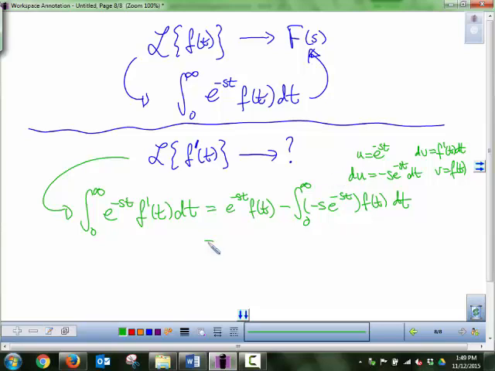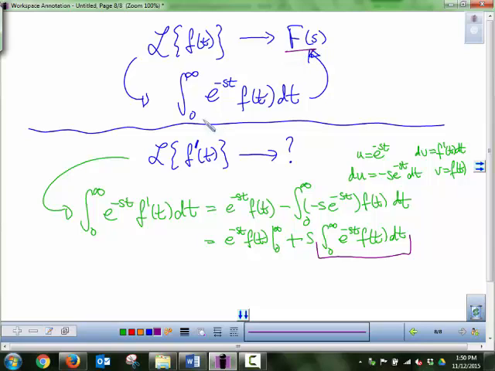All right, now I want to take this e to the negative st f of t from 0 to infinity. We'll deal with that in a minute. But now on this one, I could take out any constants that I have, because integration is linear. I have a negative s to take out. That would make this a positive integral from 0 to infinity of e to the negative st f of t. That looks familiar, doesn't it? What is this equal to? That's equal to big F.